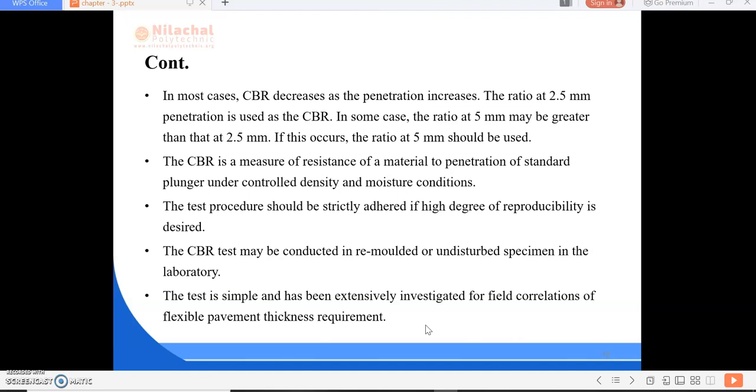The CBR is a measure of resistance of a material to penetration of standard plunger under controlled density and moisture conditions. The test procedure should be strictly adhered to if a high degree of reproducibility is desired. The CBR test may be conducted on remolded or undisturbed specimen in the laboratory. The test is simple and has been extensively investigated for field correlations of flexible pavement thickness requirement. Okay, so this is all about the California bearing ratio test.